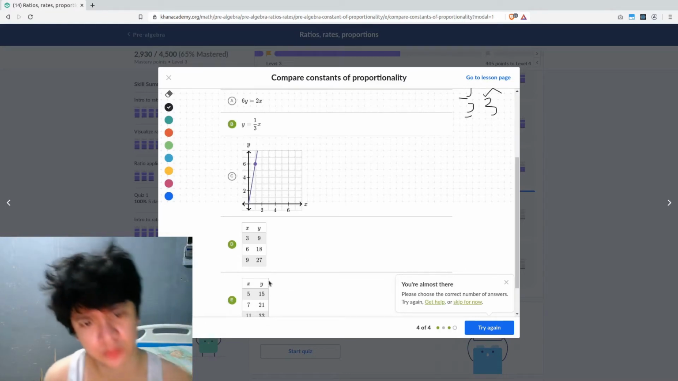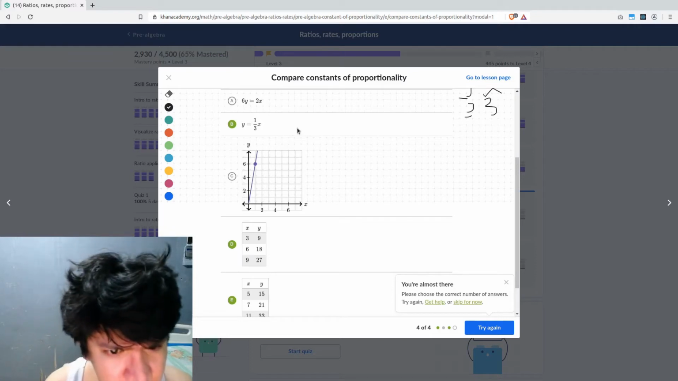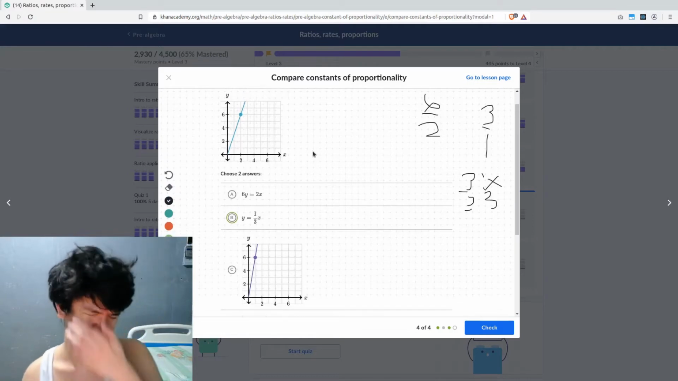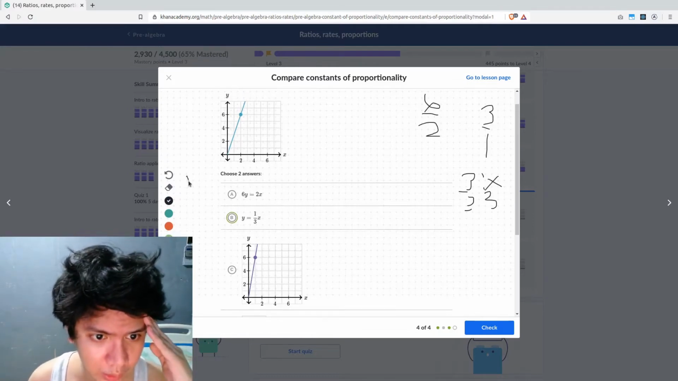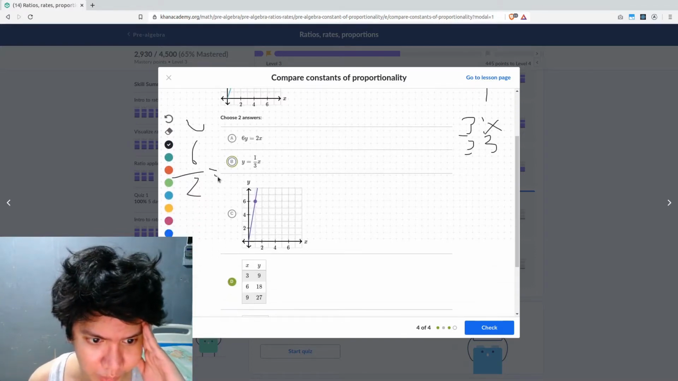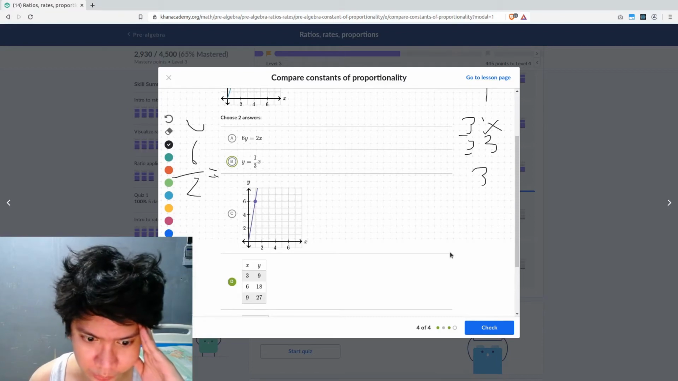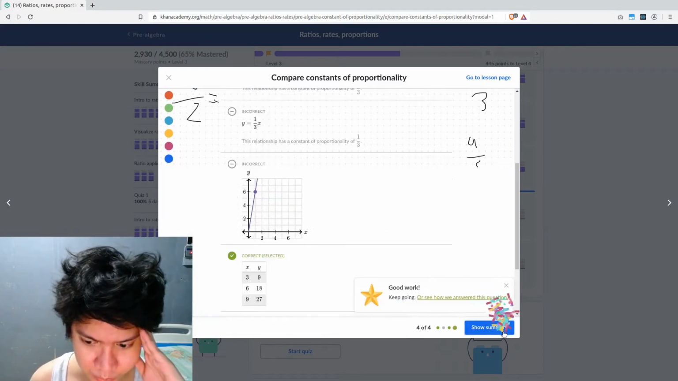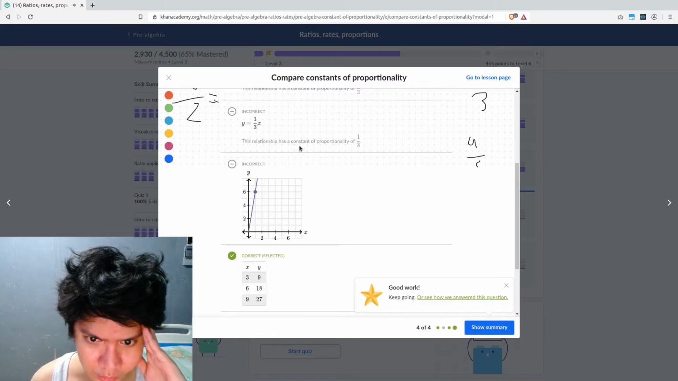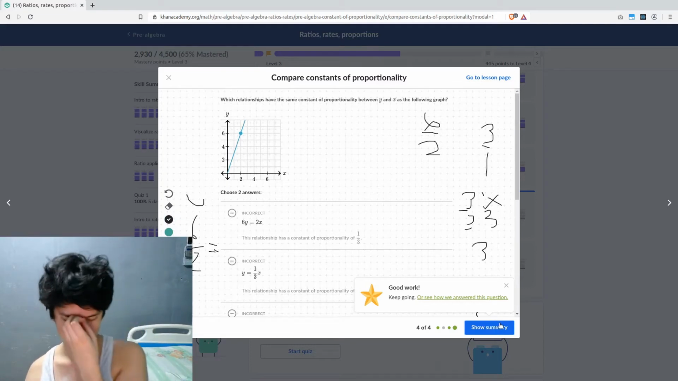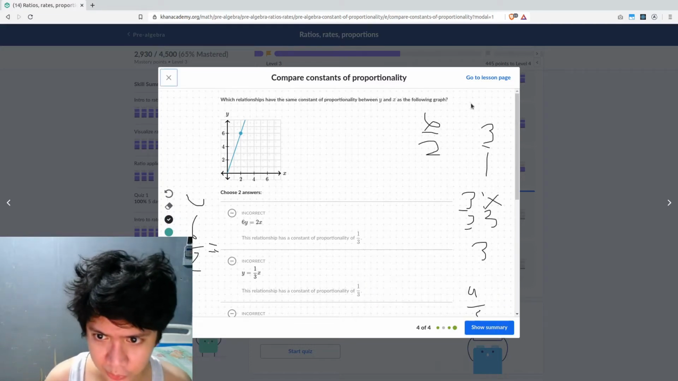Will this work? I'm so confused. This is 6 over 2, right? Or 1/3. So it has a proportionality of 3. So 9 divided by 3 is 3. This would work. And 15 divided by 3 as well. Insane. 1/3. Oh, okay. Oh, that makes sense.